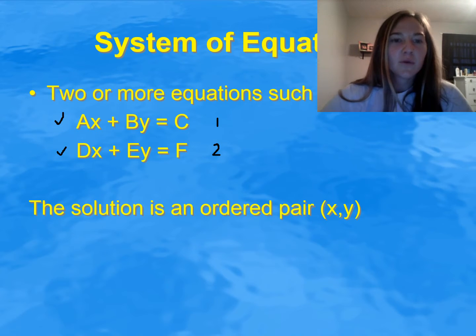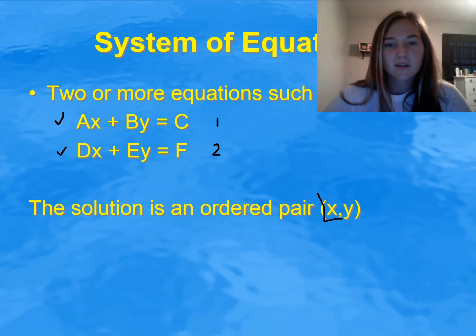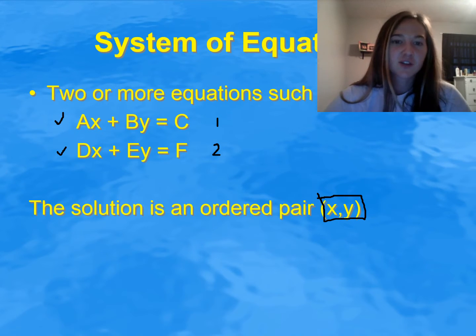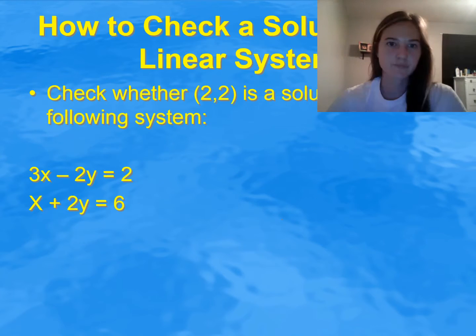Also, when we graph equation 1 and equation 2, they're going to intersect at this point x, y. So the solution is also the intersection point of these two graphs. The solution will satisfy both equations. So we're going to check whether 2, 2 is a solution of this system. We need to plug it in and see if it comes out consistent.